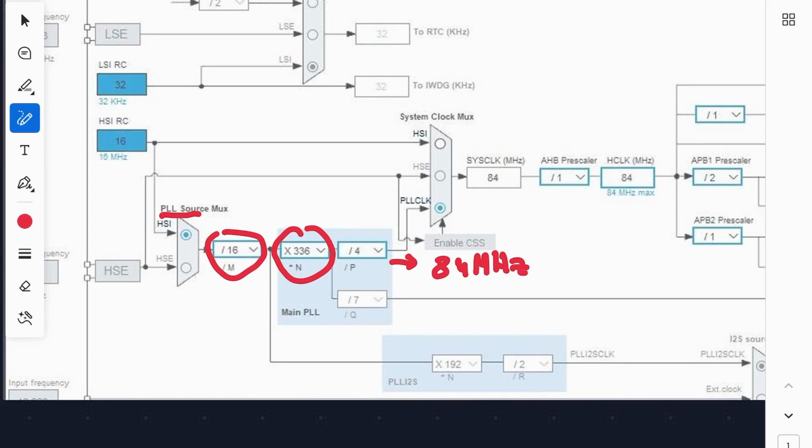And also we have multiplexers. So for example, here we are saying that the internal clock is an input to the PLL, not the external, because we don't have the external clock here. And then also we have this main multiplexer to decide the system clock. So in our case, we have this blue dot, as you see, in the PLL. So the main clock is sourced from the PLL. So we have 84 megahertz.